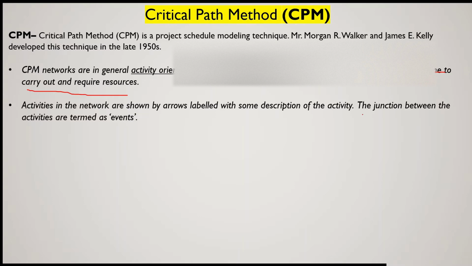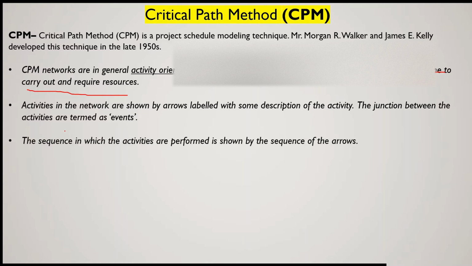And the junctions between the activities are termed as events. That means if there are two events, then the two events will be connected by one arrow, and that arrow is the activity, and the connecting circles, generally in the form of circles, will show the events. Now the sequence in which activities are performed is shown by the sequence of the arrows.